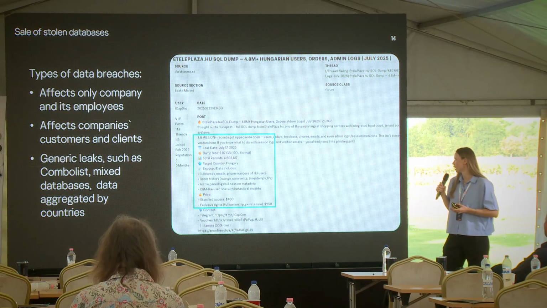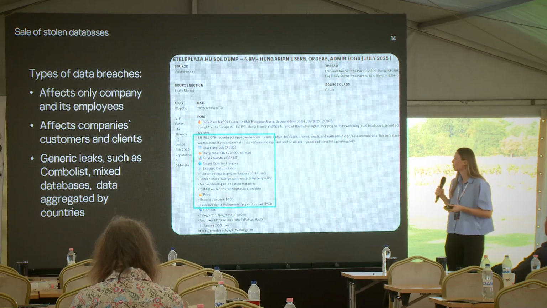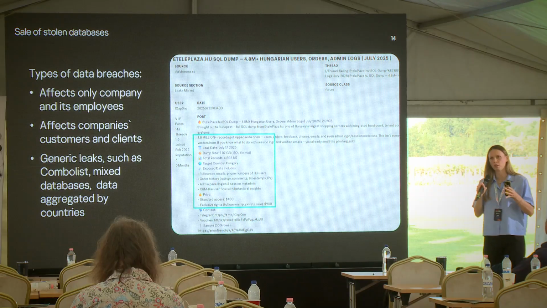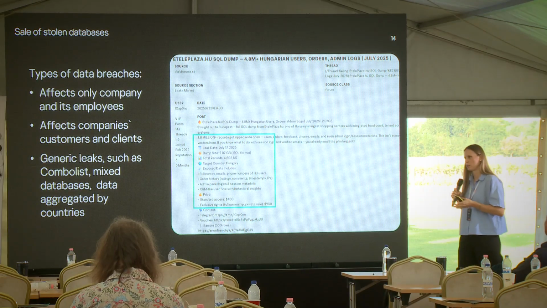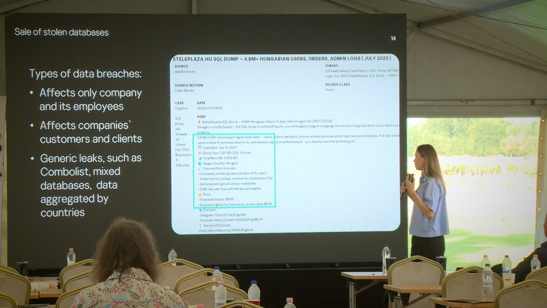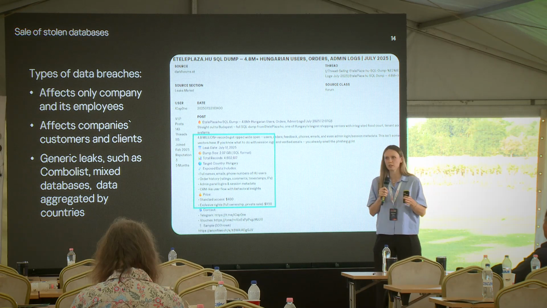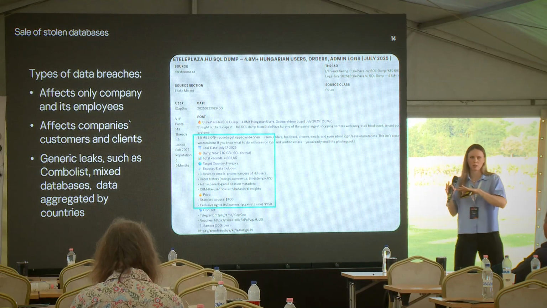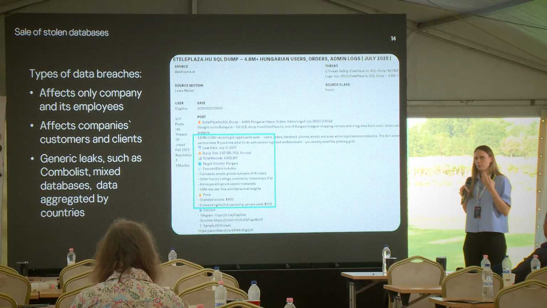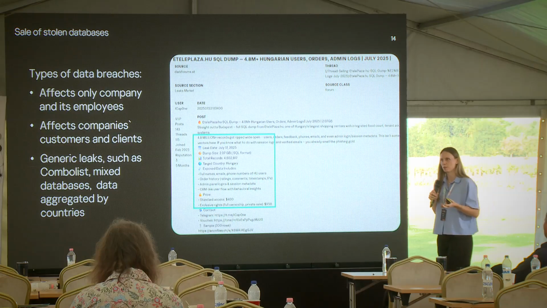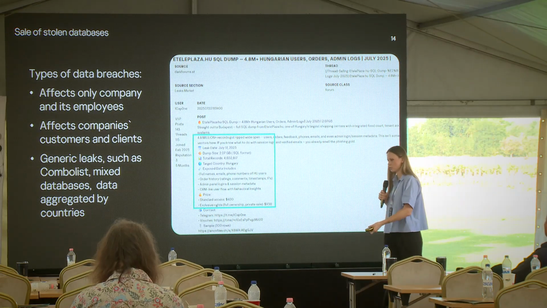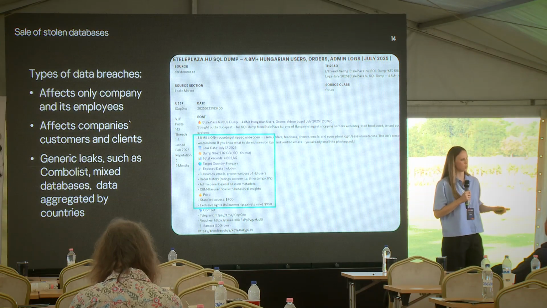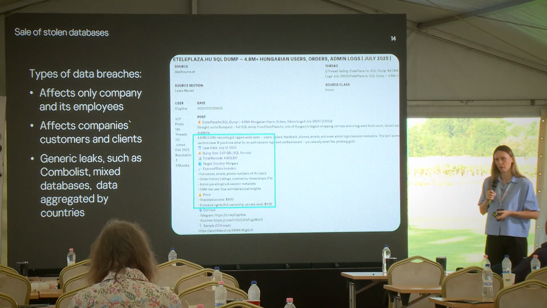And the third type, the last one, is the common folder for all miscellaneous databases: combo lists, generic leaks, or just some leaks combined by industry or by geolocation, something that cybercriminals may compile from old leakages or just find on public sources, pretending that this was the real data breach.